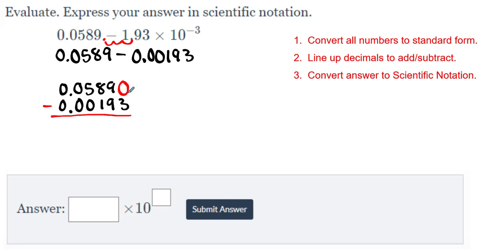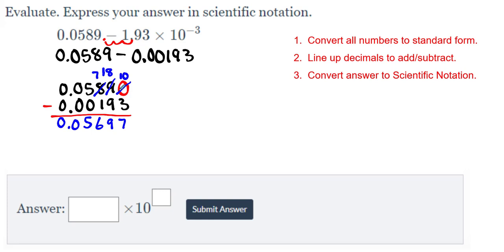I would like to subtract 3 from 0, but I'm going to need to regroup. So I'm going to cross out the 9, make it an 8, cross out the 0, and that's going to change to 10. Now 10 minus 3 is 7. 8 minus 9, I got to regroup again. So I'm going to cross out the 8, make that a 7. And now that's 18 minus 9, which is 9. 7 minus 1, which is 6. 5 minus 0, which is 5. And 0 minus 0 is 0. So you could add the 0 there on the end.